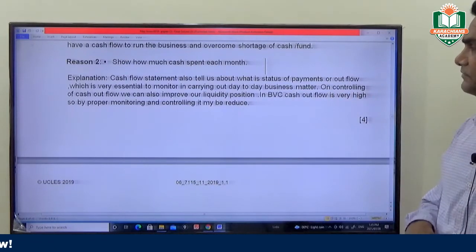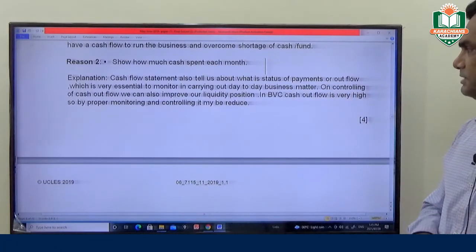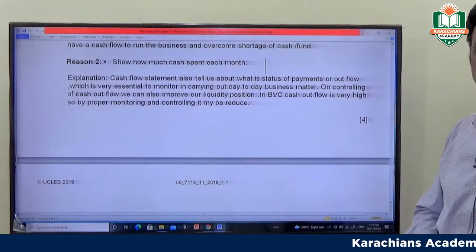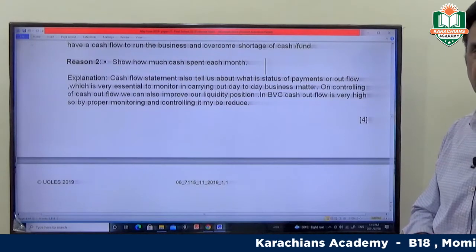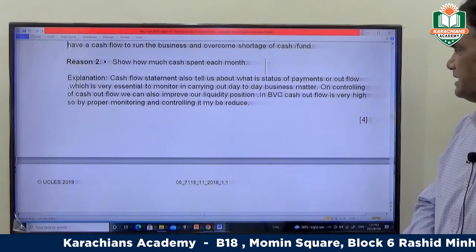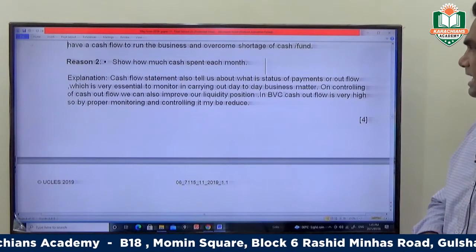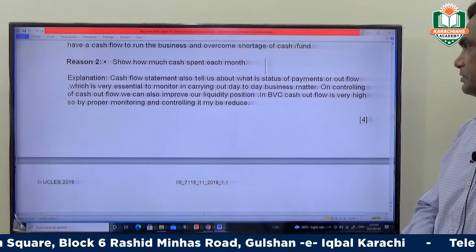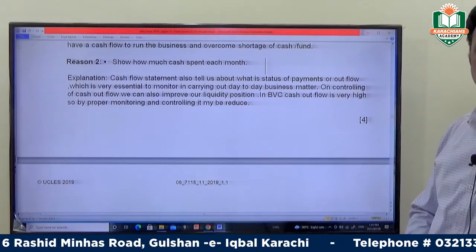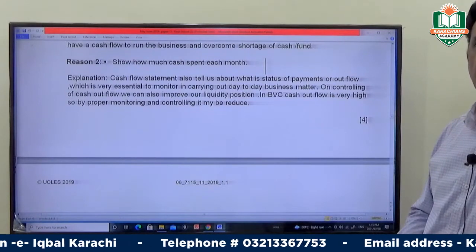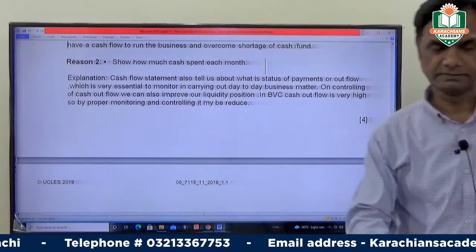On controlling of cash outflow, we can also improve our liquidity position. If we control our cash flow, it means we can control our liquidity position, which is a key to business operation. In BVC's case, cash outflow is very high, so by proper monitoring and controlling, it may be reduced. If they monitor it properly, they can easily manage it.